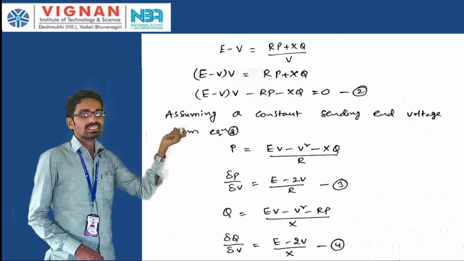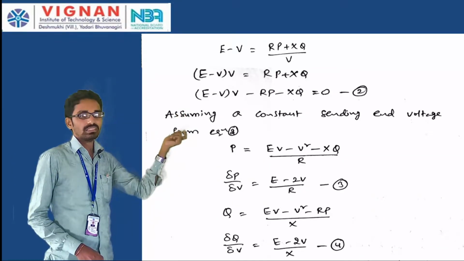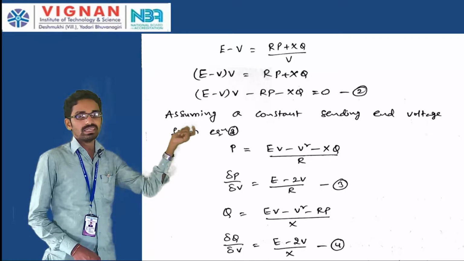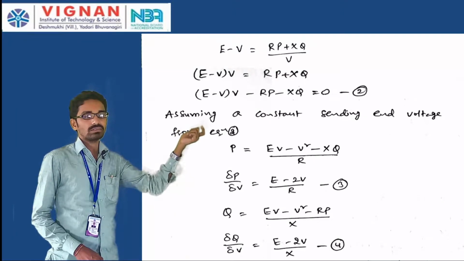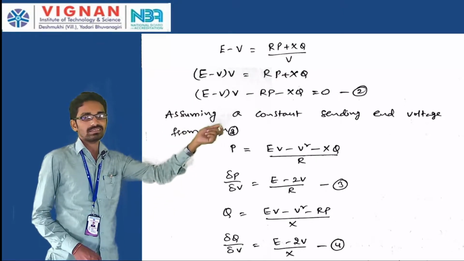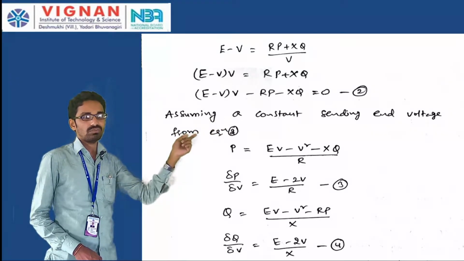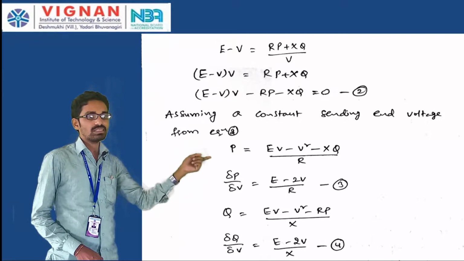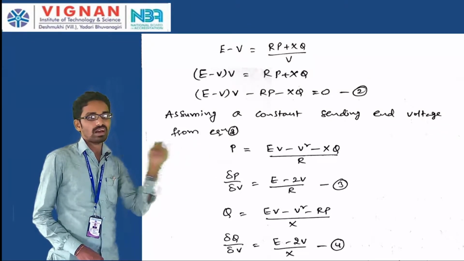Just consider the power equation from equation 2 and solve for P. Take the minus R P to the right hand side, then take the P value only. From that you get the P equation: P is equal to (E V minus V square minus X Q) by R.